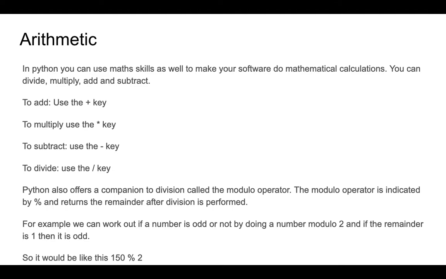Python also offers a companion to division called the modulo operator. The modulo operator is indicated by the percentage key, which is the key above 5, and returns the remainder after the division is performed. For example, we can work out if a number is odd or not by doing a number modulo 2, and if the remainder is 1, then it's odd. So 150 modulo 2, and the remainder would be 0 because 150 is even.